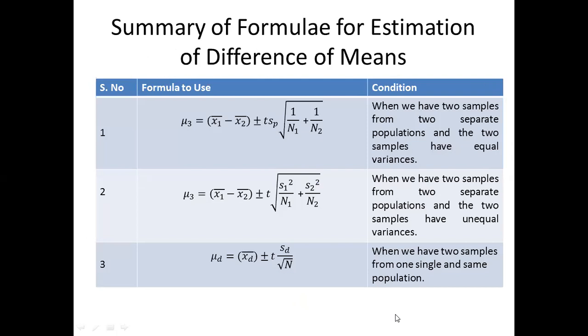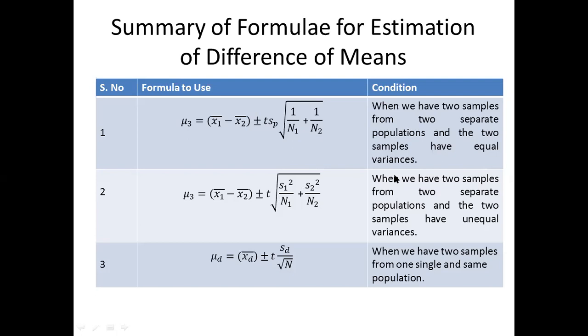So if we summarize the formulae for the estimation of the difference of means, we have something like this: mu1 minus mu2 is given by x1 bar minus x2 bar plus minus t times s p times the square root of 1 upon n1 plus 1 upon n2. And the condition is when we have two samples from two separate populations, and the two samples have equal variances. If this is the condition, then we use this formula for the estimation.